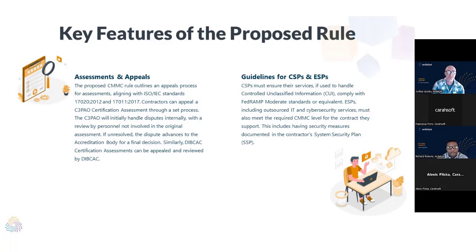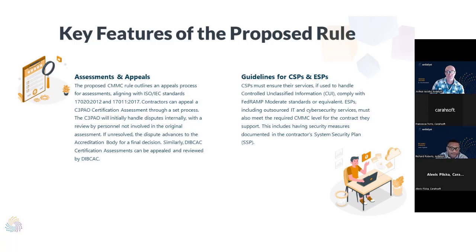And then looking at some additional guidelines around CSPs and ESPs. CSPs are essentially cloud service providers, and ESPs are external service providers. As it stands today, you must comply with the FedRAMP moderate standards or equivalent if you're one of these providers. ESPs would be those that you're outsourcing IT or cyber services to, where they must also meet the CMMC level that they support for.